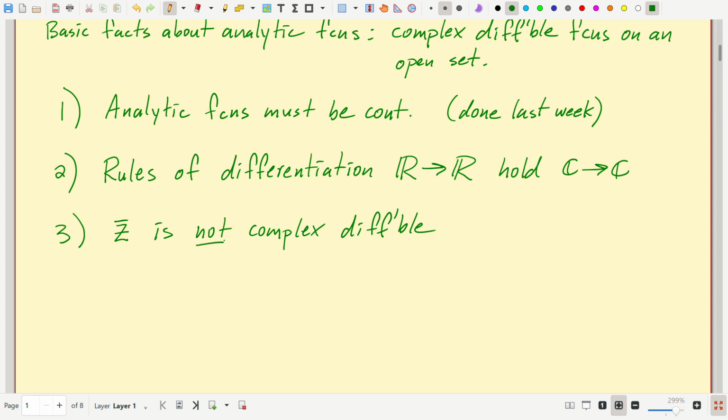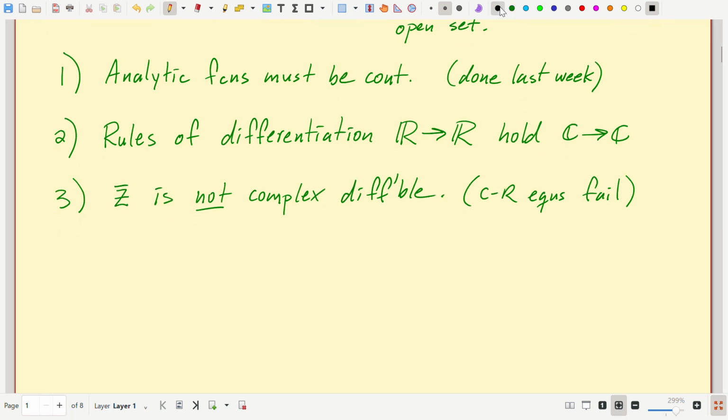Because the Cauchy-Riemann equations fail. And so you have a couple homework problems where you got to think about fancier things than z bar. So how about an example here?